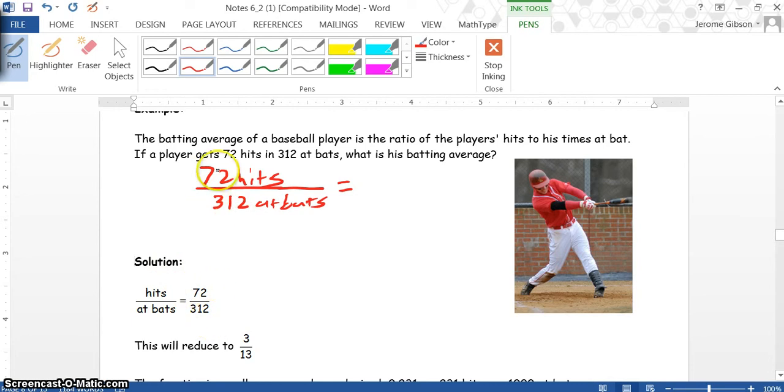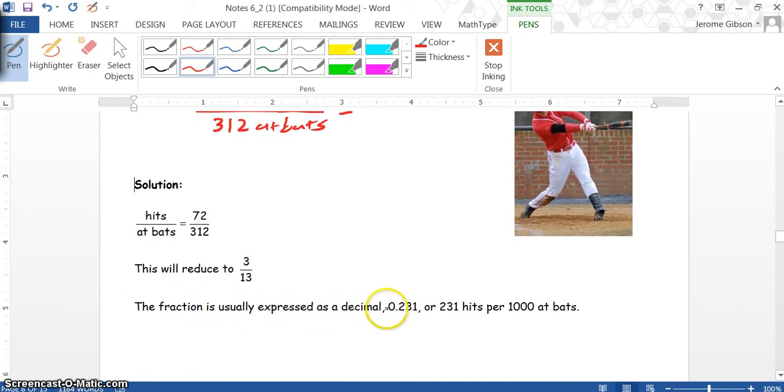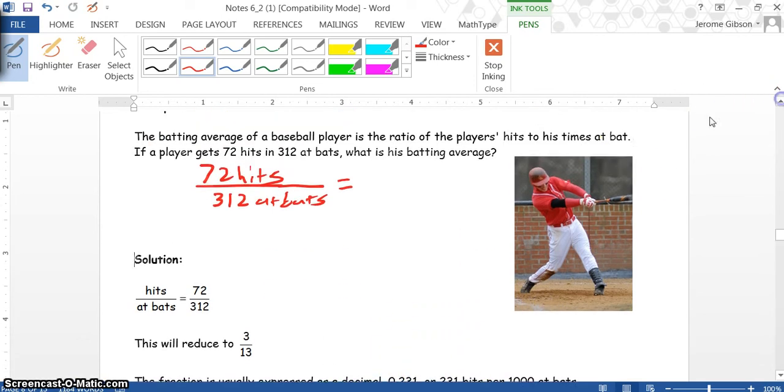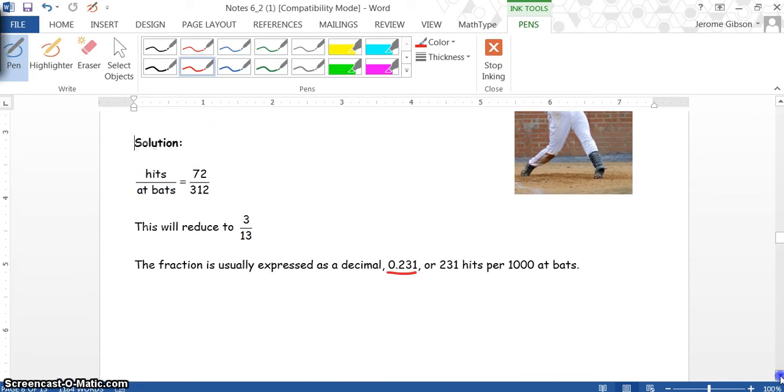Remember, it's 72 over 312, which we have here, and we could simplify this to 3/13. Now, the fraction is usually expressed as a decimal or 231 hits per 1,000 at bat. Now think about it like this. Whenever you see baseball, if you follow the sport, when they give these averages, they always have them as decimals. So it was expected that your final answer should be a decimal because it's a batting average. And typically averages are written as decimals.